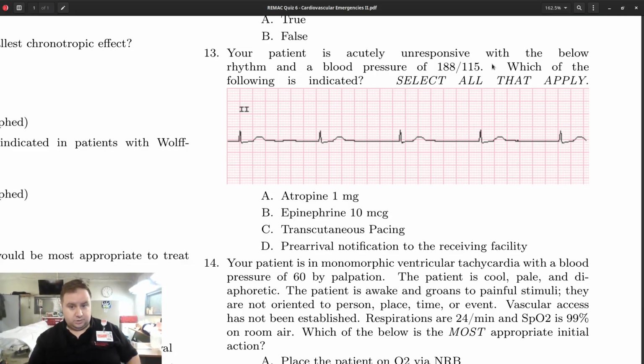If the bradycardia was causing this patient to have an altered mental status, they would be hypotensive. I know that the bradycardia is not causing the patient to have an altered mental status because they're not hypotensive. They are hypertensive. There's no way that a blood pressure of 188/115 isn't enough for this patient. So there's no reason to do atropine, epi, or TCP. Those are all interventions that increase the blood pressure. The blood pressure is already fine. All I need to do is a pre-arrival notification to the receiving facility.